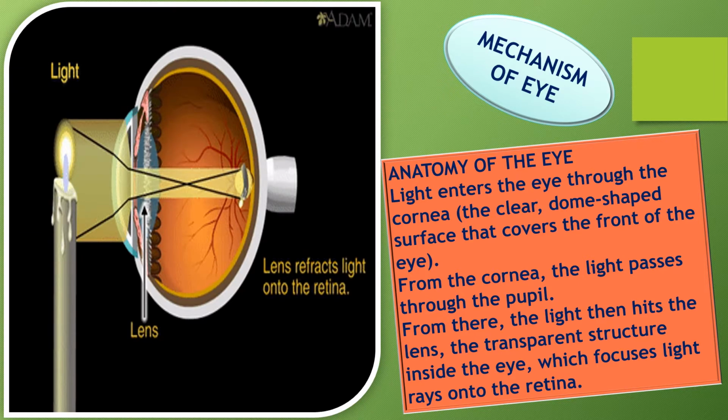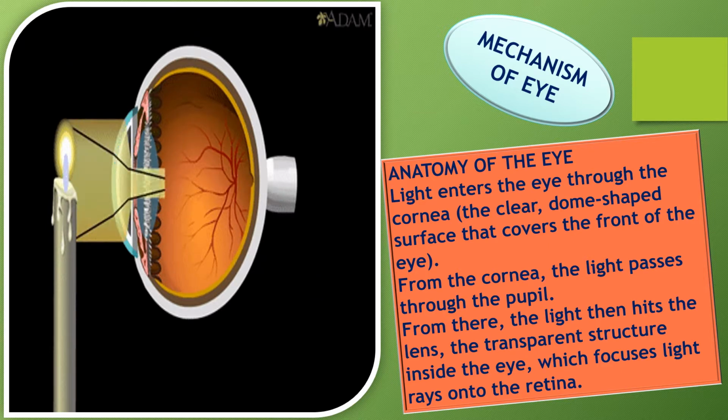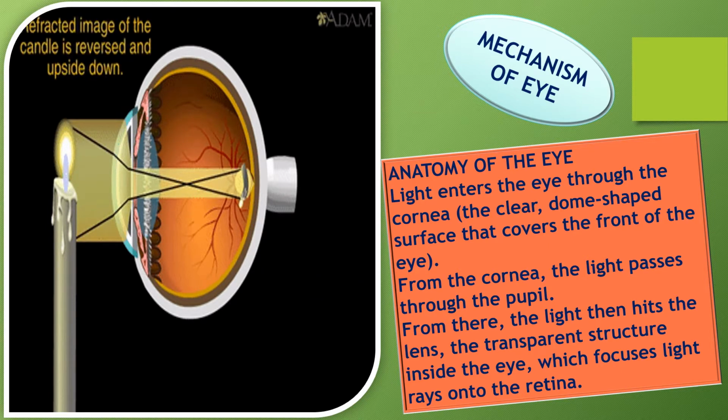Now, last step: from there, the light then hits the lens, the transparent structure inside the eye which focuses light rays onto the retina. So, you can see the process. Ultimately, the image is forming on the retina.